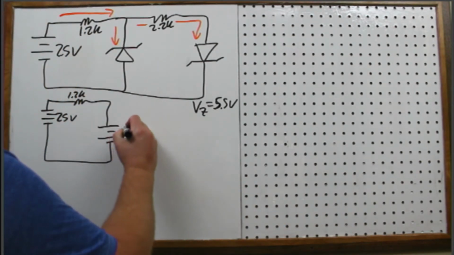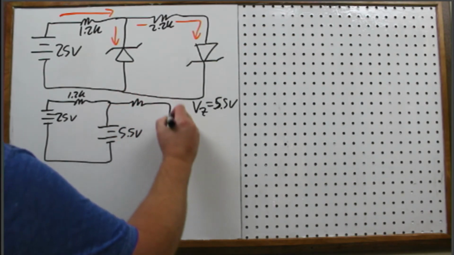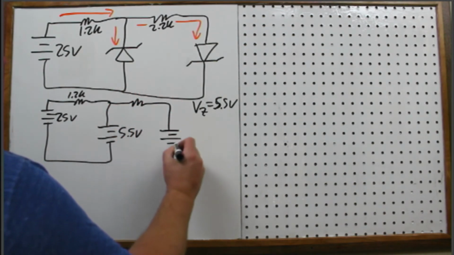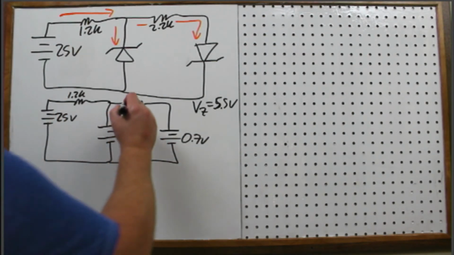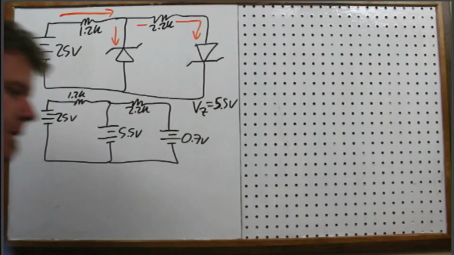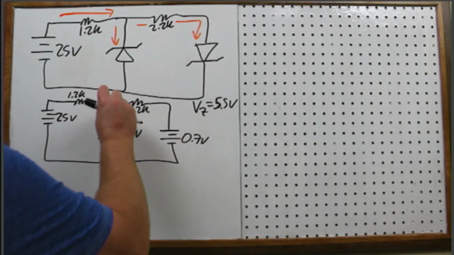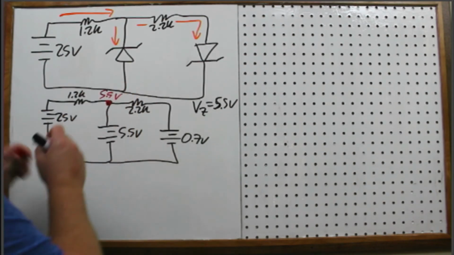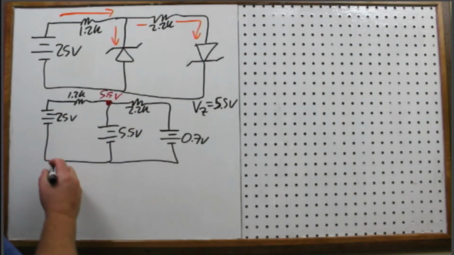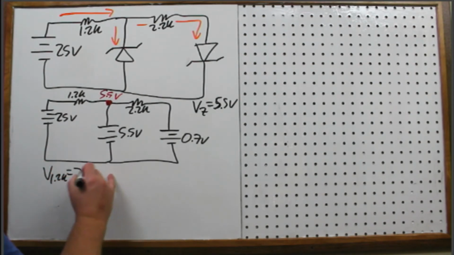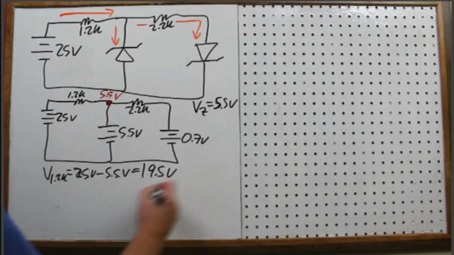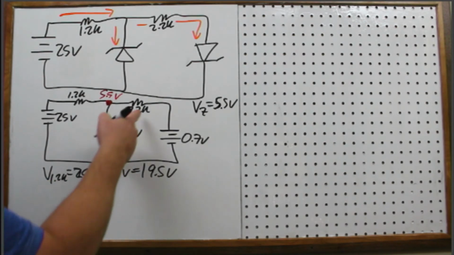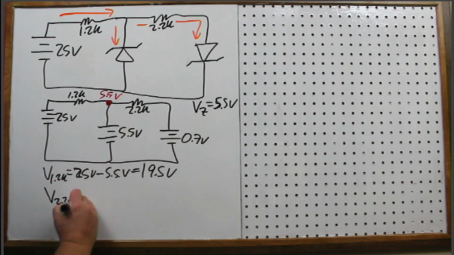Okay, so this is 5.5 volts. And this one, we're going to look at as a 0.7 volt drop. And this is the 2.2K. All right, well, we know what this voltage is right here. That's 5.5 volts. So if we do all of our voltage drops, the voltage of the 1.2K is 25 volts minus 5.5 volts, which gives us 19.5. And really the only one we need to find is the 2.2K, right? Because that's the only other resistor we have.